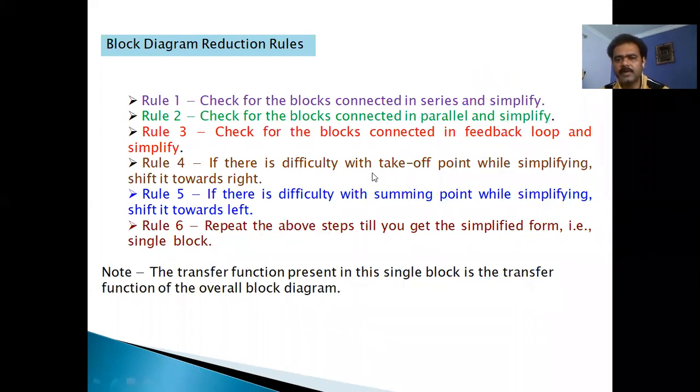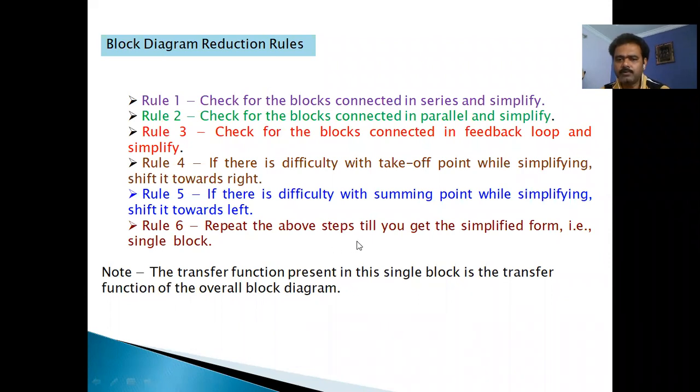If there is any difficulty with the takeoff point, similarly, if there is any difficulty with the summing point, try to shift the summing point towards the left, ahead of the block. In that case, 1 by G is added at the summing point. That we have to remember.